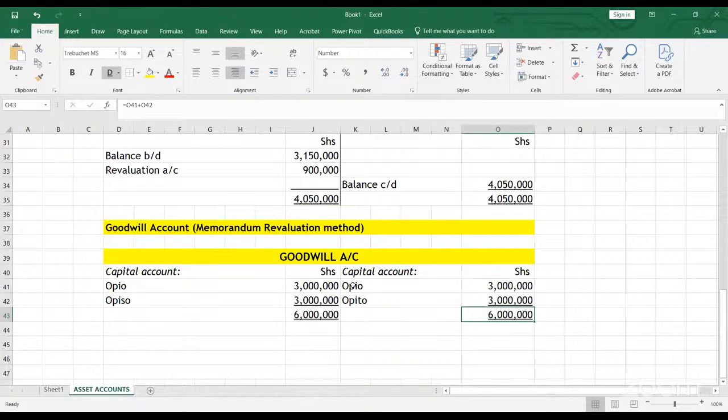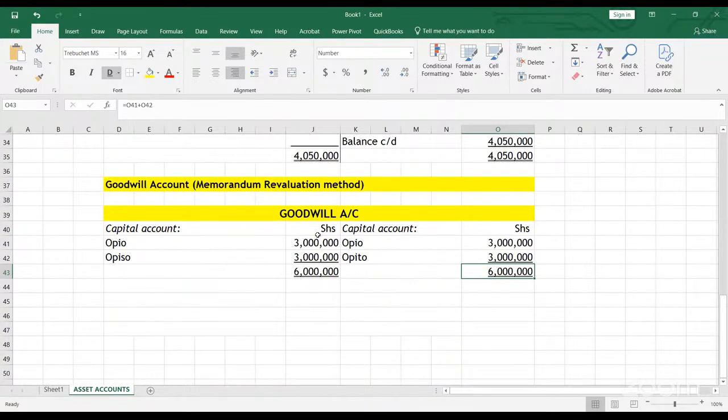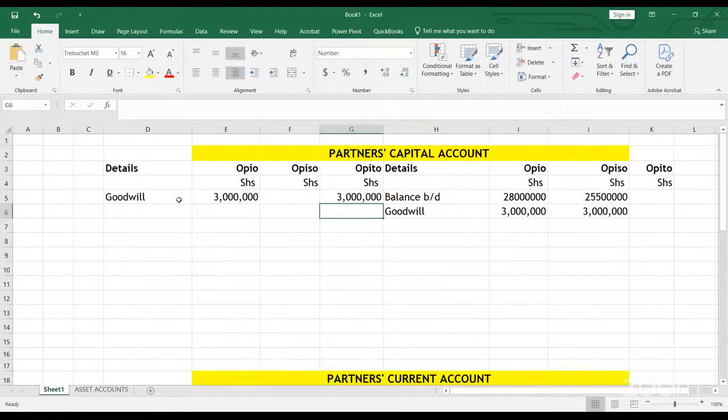This is the capital account, this is the goodwill account. I've created the goodwill account with the shares of Opio and Opito, half each. Then after this, I had to go to the capital account and complete the double entry. Whenever you see goodwill on the debit of the capital account and goodwill on the credit of the capital account, then they are using the memorandum revaluation method to account for goodwill. So that's what we have so far.